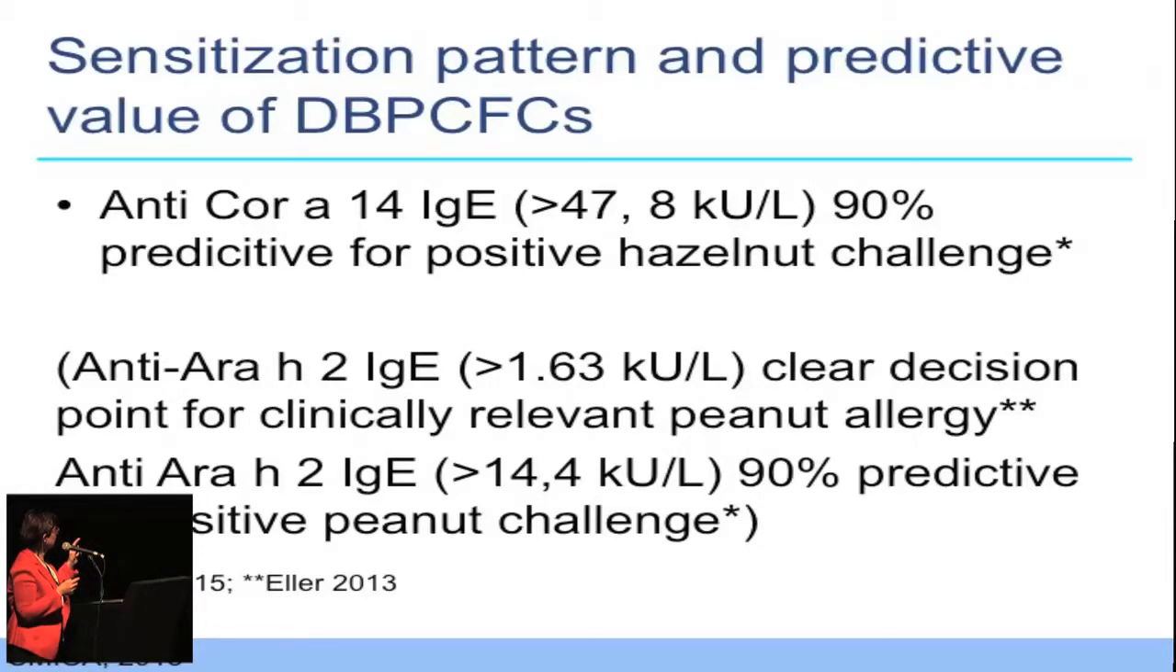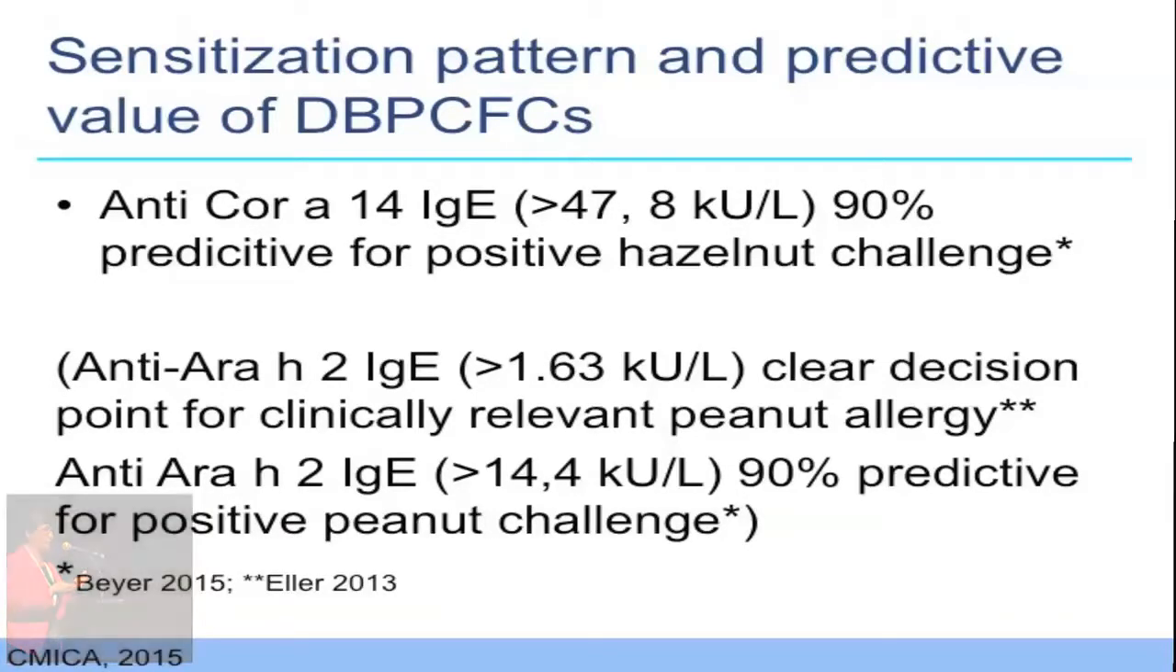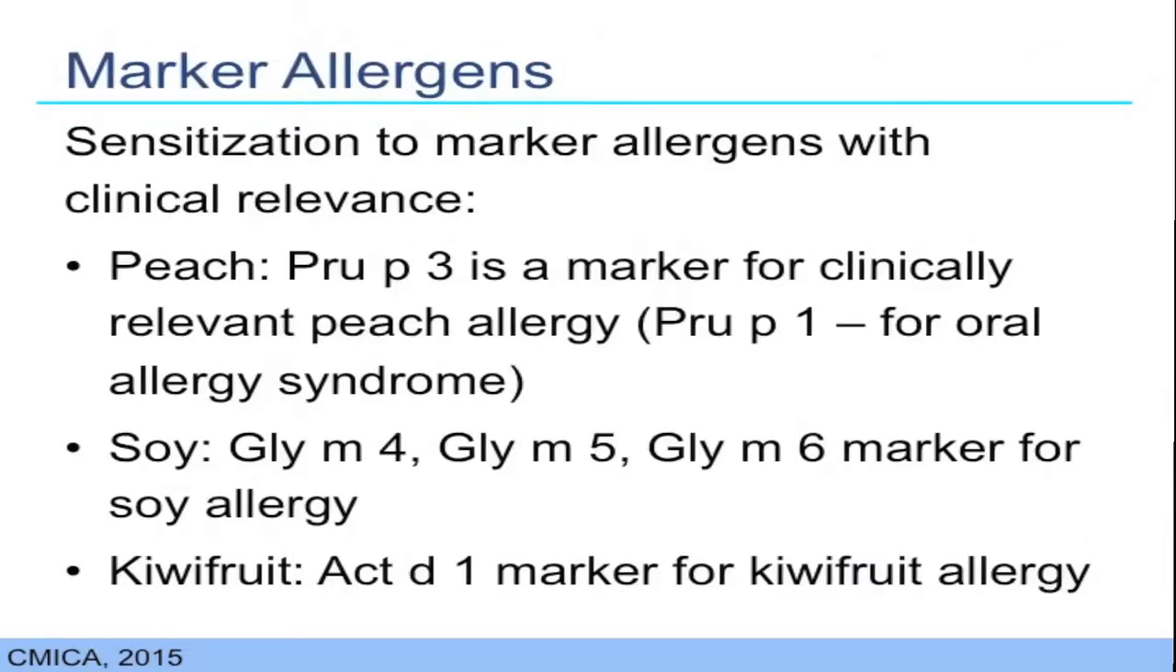Sorry, this was the Esme Eller study coming from Denmark, and Kirsten Beyer had 10 times higher levels identified, again 90% being predictive for a positive peanut challenge. So maybe that's the future way where we could compare food challenges and IgE levels and see whether we can at least get a hold of more than 90% of the patients and predict a positive outcome and maybe reduce the number, as I said, of food challenges.